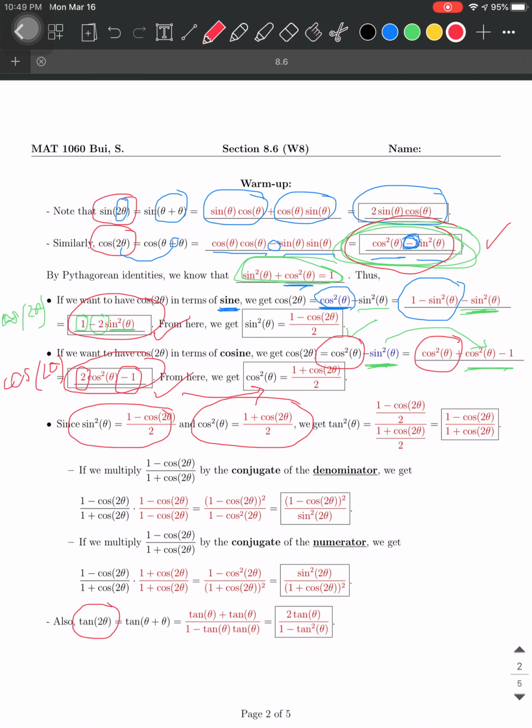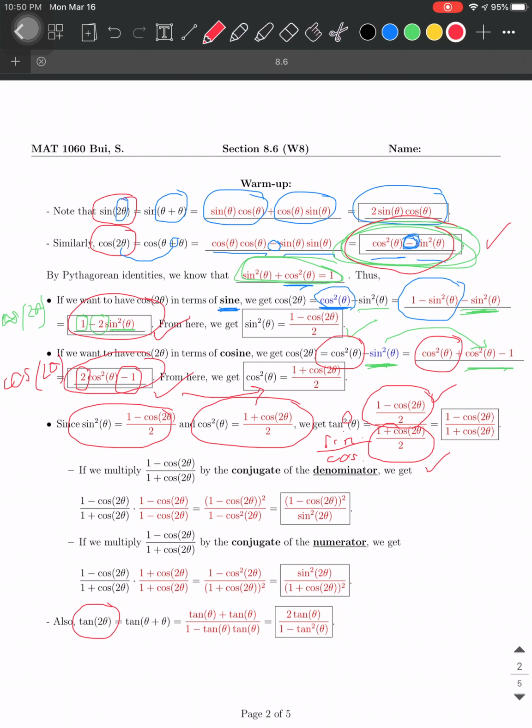So what if we want to solve for tangent squared of theta? We know that tangent equals sine divided by cosine by the quotient rule. So keep that in mind. And now it has a square. So that means we're going to do sine squared of theta, which is the top part, divided by cosine squared of theta, which is the bottom part. So I'm just going to substitute sine squared of theta for 1 minus cosine of 2 theta divided by 2 on top. And I will go ahead and substitute 1 plus cosine of 2 theta divided by 2 in place of cosine squared on the bottom.